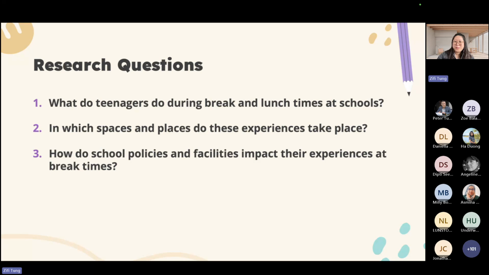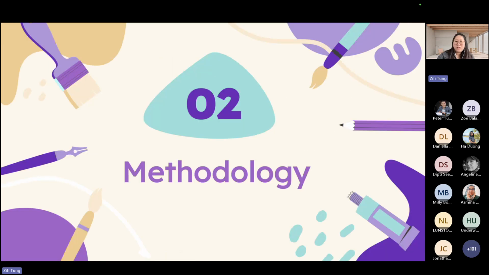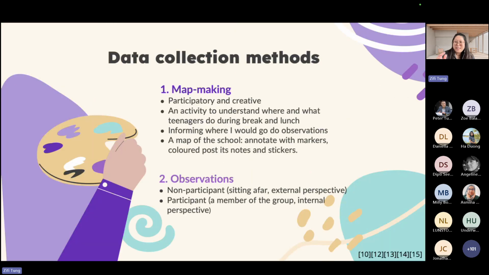So my research questions are basically my aims. They are quite broad because the study was exploratory, as there wasn't much out there. So I just went in kind of blind to see what I could find. My method is map making and observations.